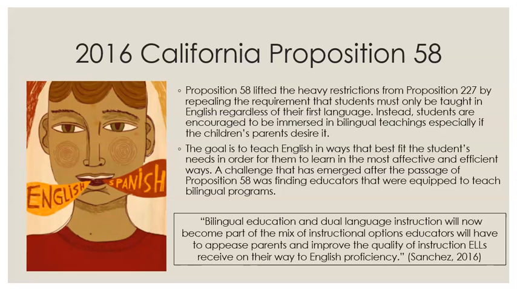The last one is the 2016 California Proposition 58. Proposition 58 lifted the heavy restrictions from Proposition 227 by repealing the requirement that students must be taught only in English, regardless of their first language. Instead, students are encouraged to be immersed in bilingual teachings, especially if the children's parents desire it. The goal is to teach English in ways that best fit the students' needs in order for them to learn in the most effective and efficient ways.